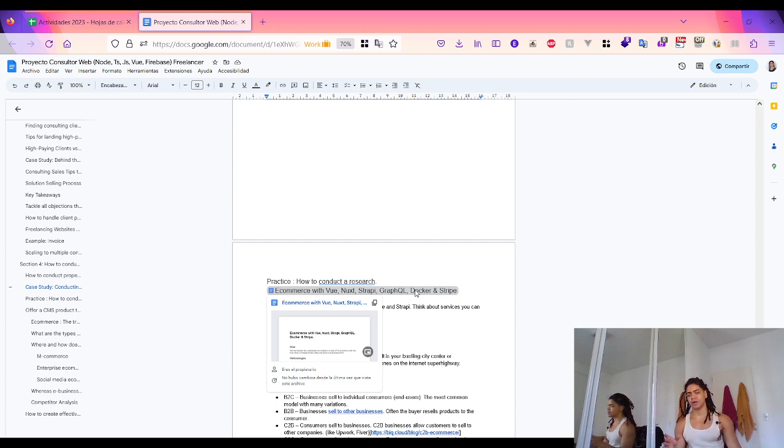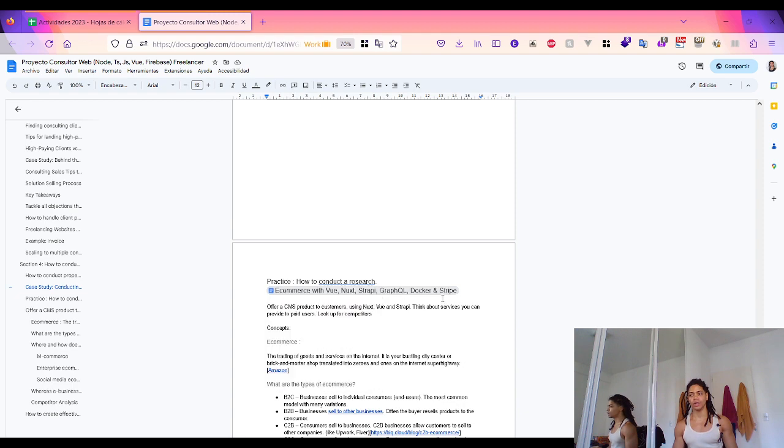And Docker allows us to containerize our application so we can deploy that everywhere. Now with Stripe, we can include payment portals, so now customers can purchase our products on the e-commerce. So that's the whole idea here. Okay, so you're combining technology with sales. Great.